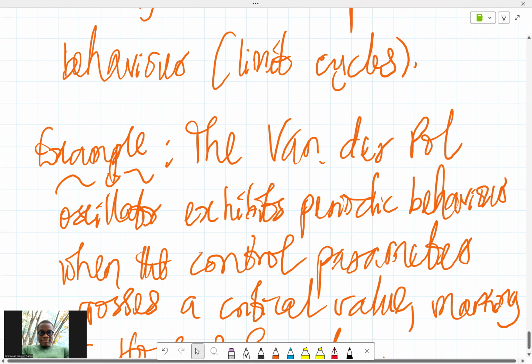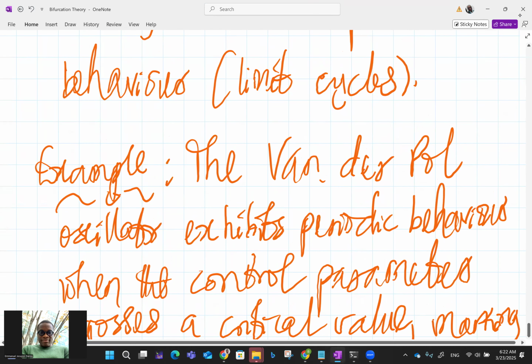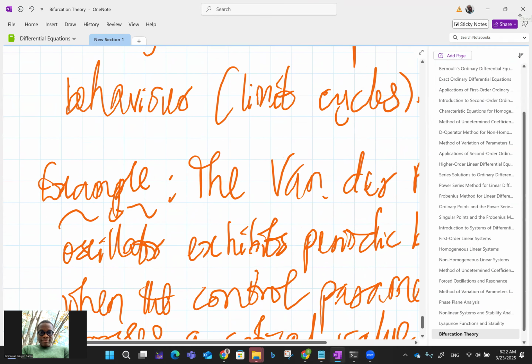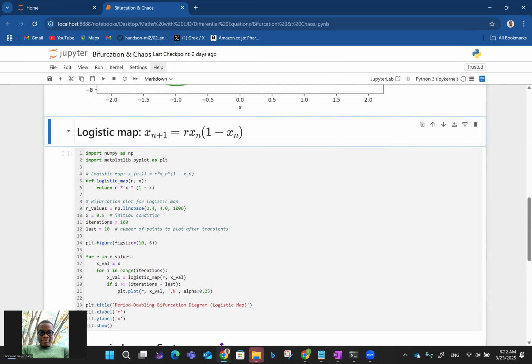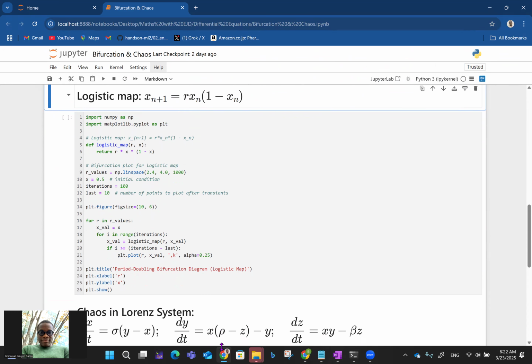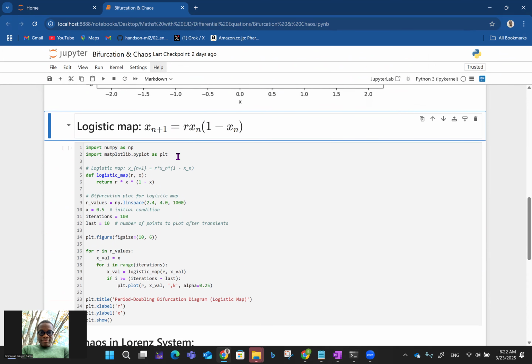So you see that thing is like a limit cycle because of the shape. As you can see, it's not a circle per se, but it is kind of elliptic in nature. So that's a limit cycle. Then for a logistic map, of course we expect chaos as the values of R increase. So we define the map in line 6 where we say Rx times 1 minus x, right?